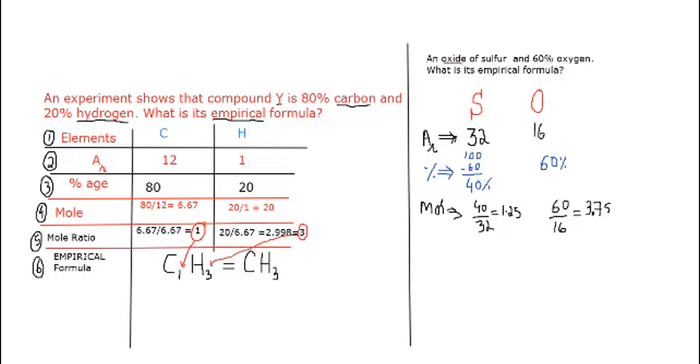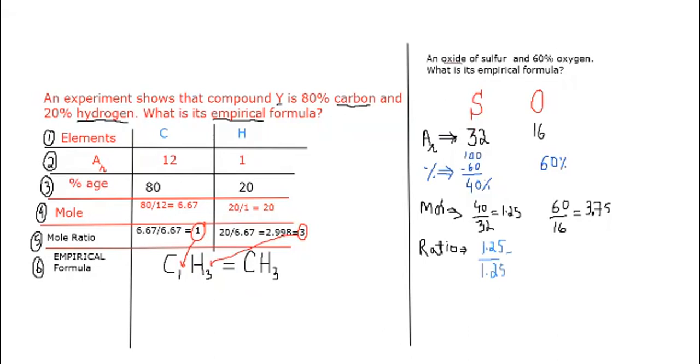We need to find out the mole ratio. We have the two values, 1.25 and 3.75. Now, according to the rule, which value is smaller, 1.25 or 3.75? 1.25. Now, by the rule of making the ratios from these two values, what will I do? I will divide 1.25 by 1.25.